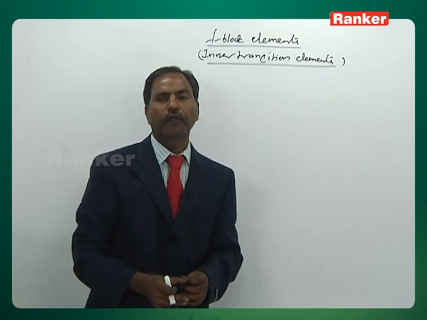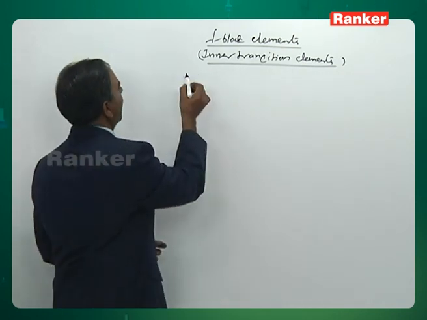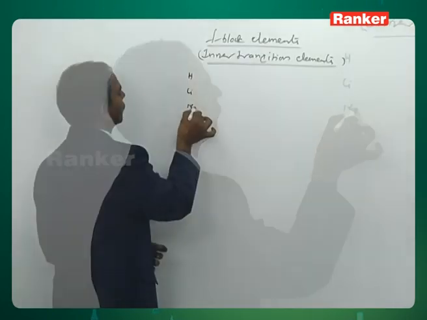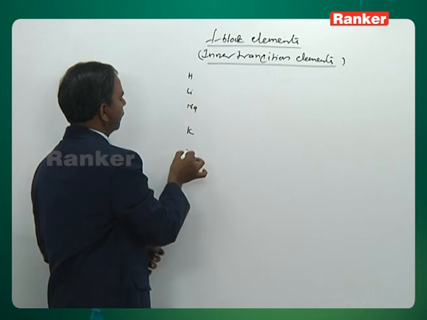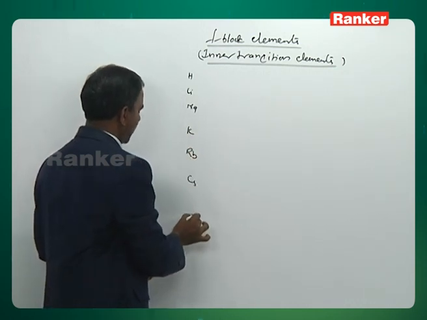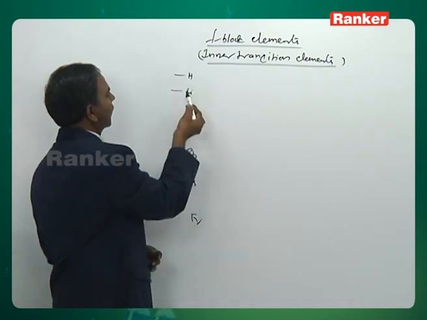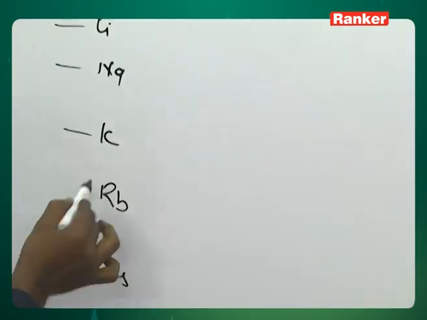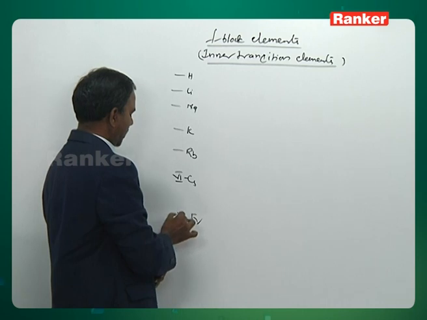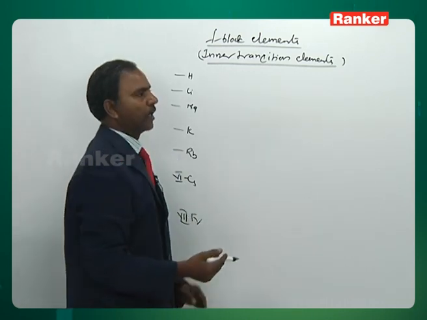6th period. Let us see how. Now we consider hydrogen, lithium, sodium, potassium, rubidium, cesium and francium. Let us see this first period, second period, third period, fourth period, fifth period. Let us consider the sixth period and again the seventh period. So these elements are starting from the sixth period, I said.